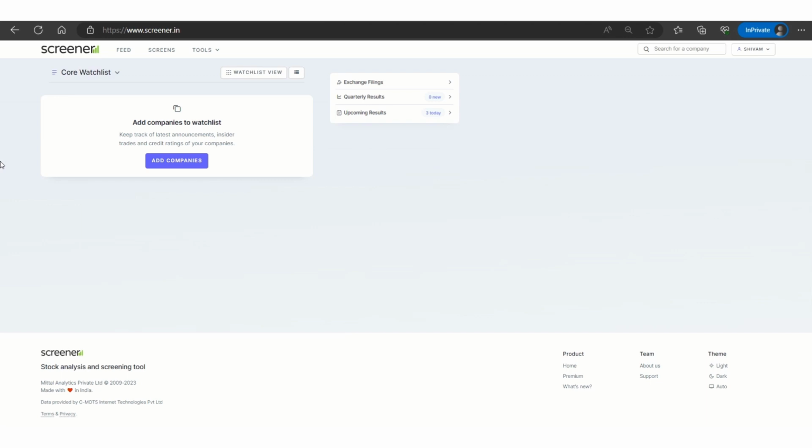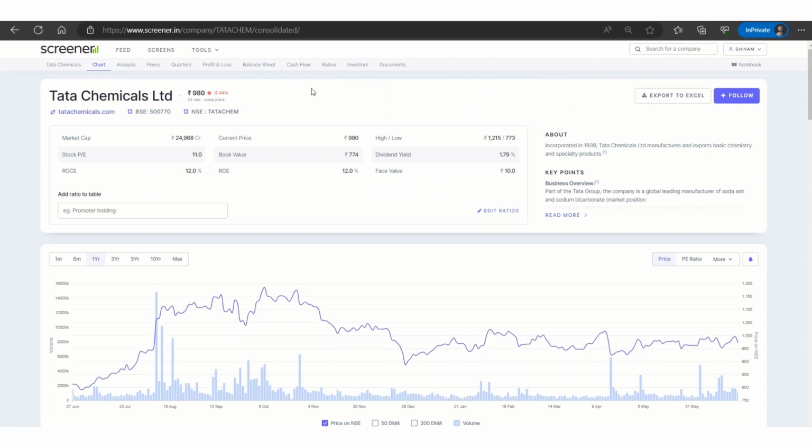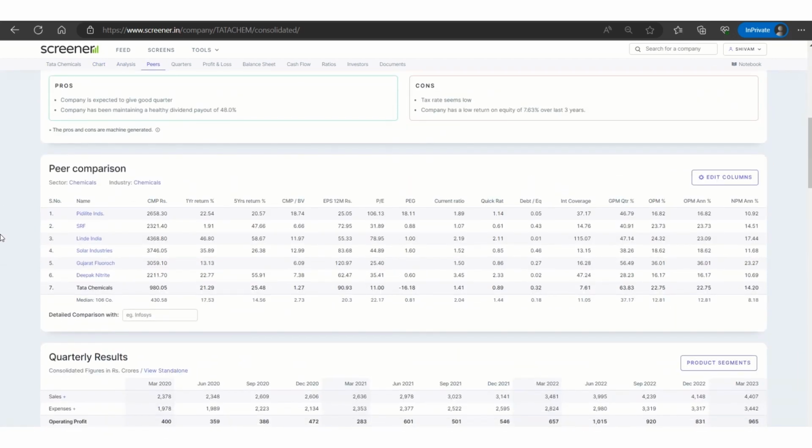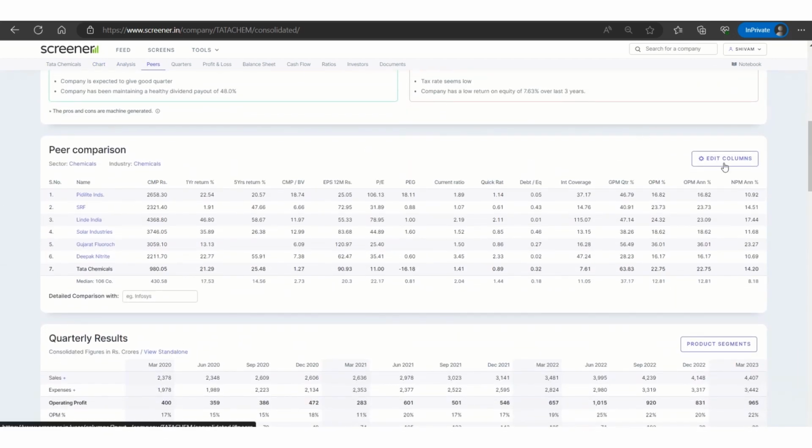So let's proceed to our hands-on session, and the session would basically focus on learning how to use those ratios which we have learned, how to see them and do the peer comparison is the first point. The second point would be how to compare them historically, how they were evolving over the years. For the peer comparison, we will be using screener.in, and for the historical review, we would be using Moneycontrol. So let's start with peer comparison on screener.in, and let's go to Tata Chemicals. Scroll down and you will see the peer comparison table. Let's go to edit column.